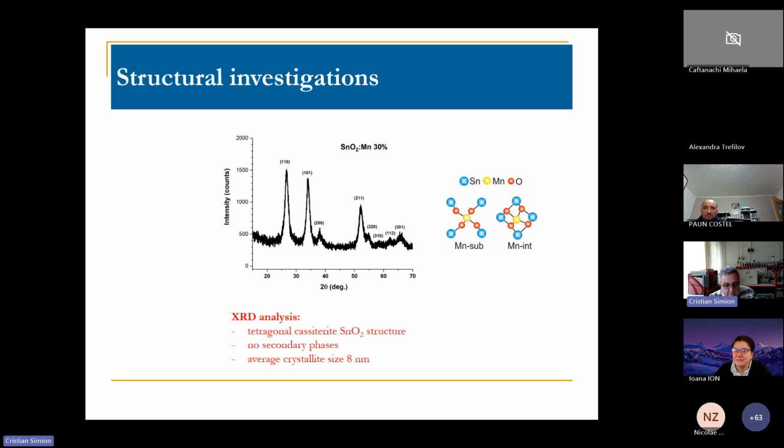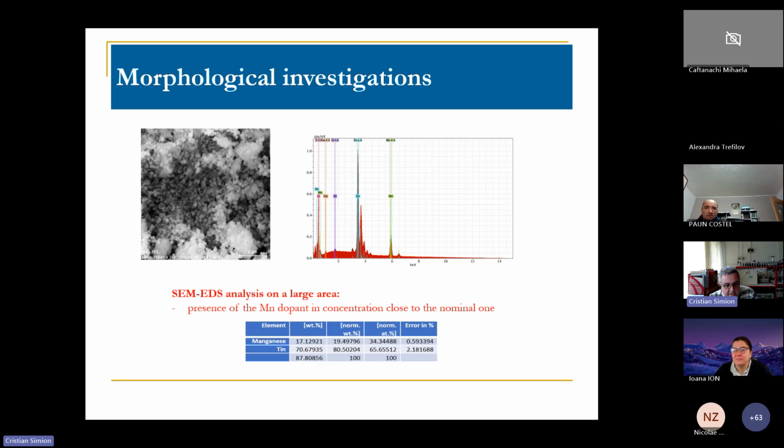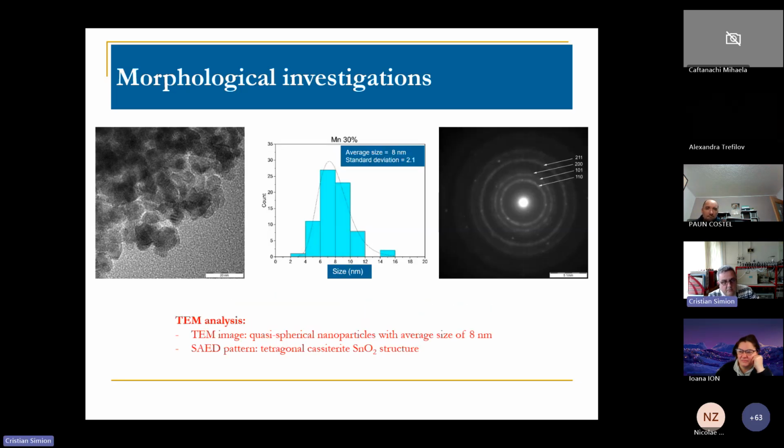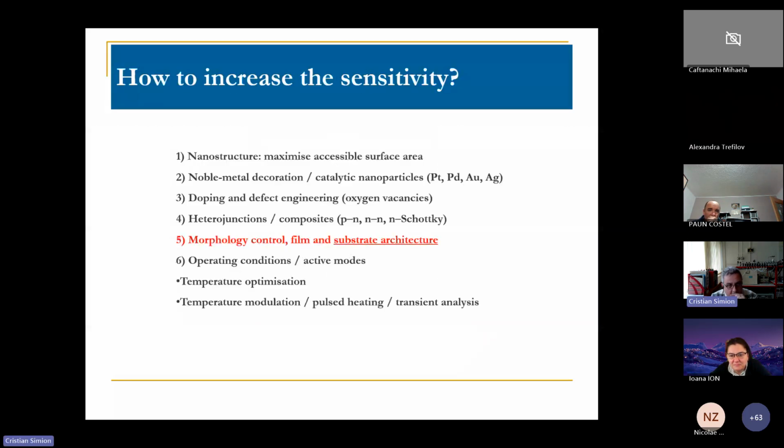Okay, nothing special from the XRD, SEM and EDS analysis, besides the fact that we are dealing with a polycrystalline thick film sensor deposited on, as I told you, planar substrates provided with interdigital platinum electrodes. The morphological investigations as well showed us that we have quasi-spherical nanoparticles with an average size of 8 nanometers. And now there are several ways to increase the sensitivity.